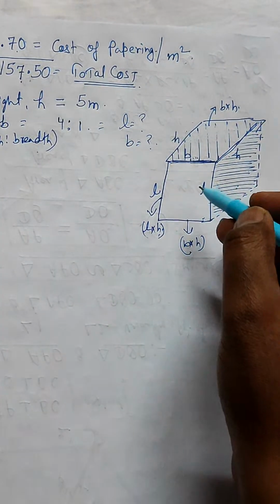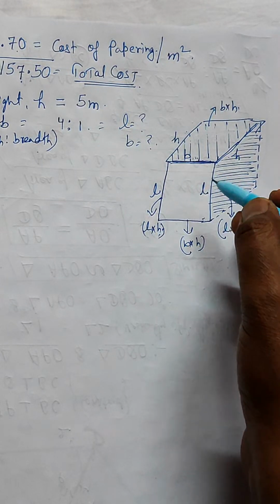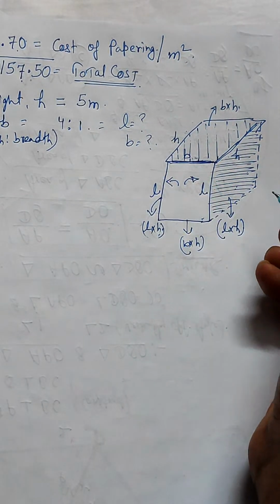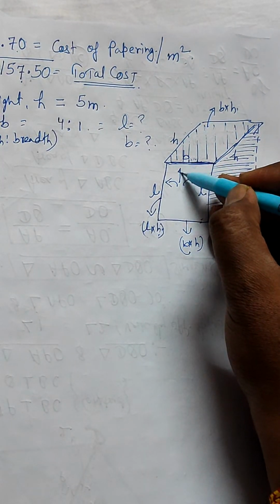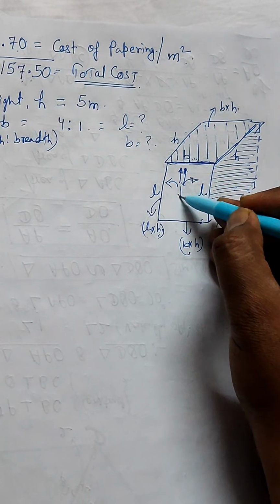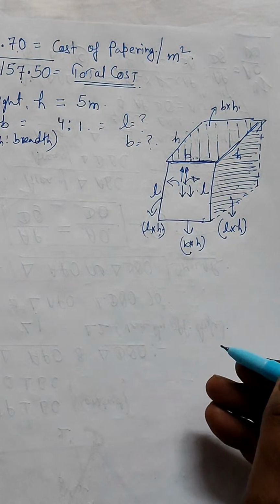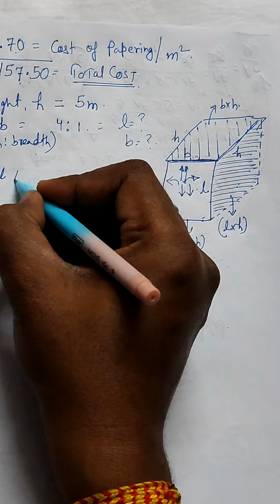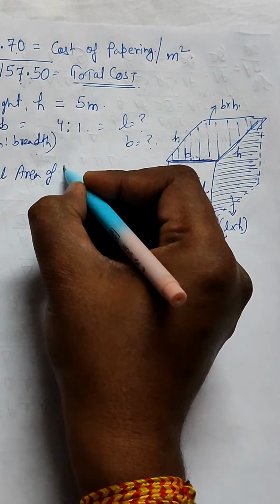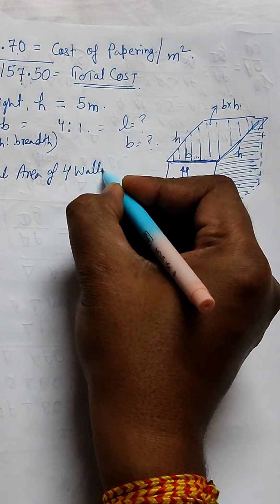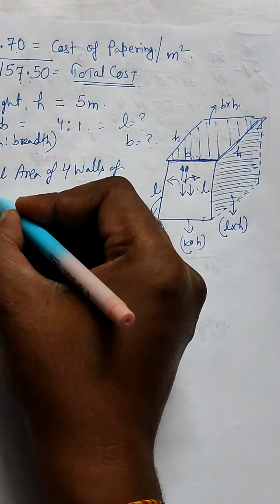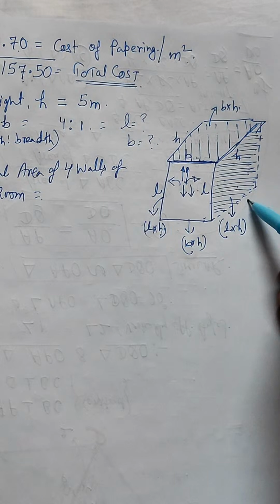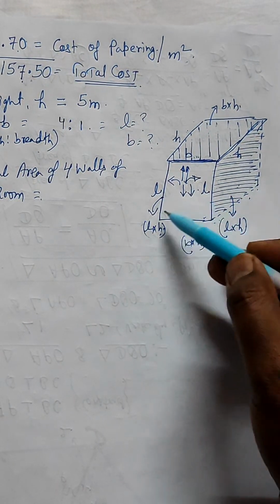Because you are sitting in a room and seeing the walls, the dimension of the wall which is on your left is same as it is on your right. Similarly, when you see to the front, this is same as when you are seeing to the back. So what is the total area? Total area of four walls of room, what's that? Here you can see L into H is here and L into H is here.